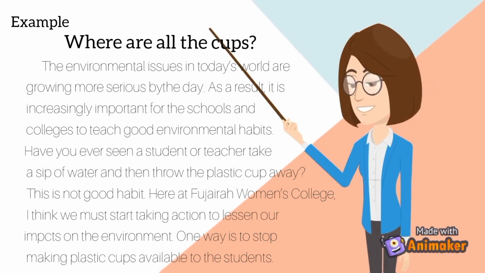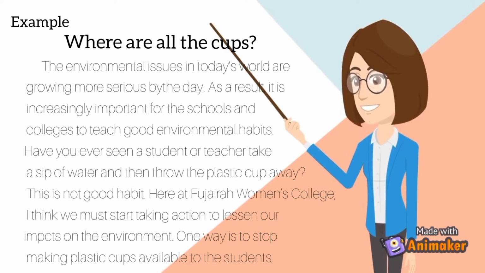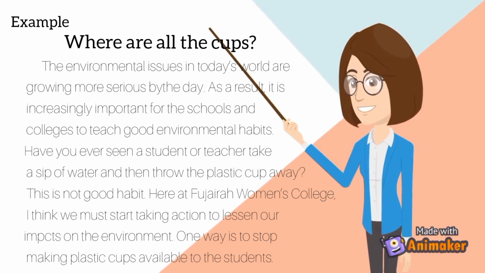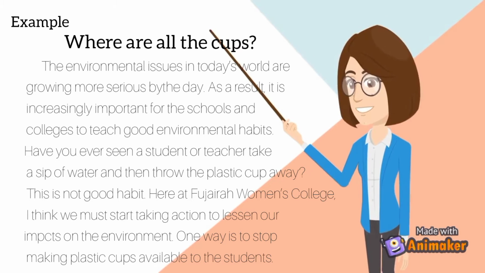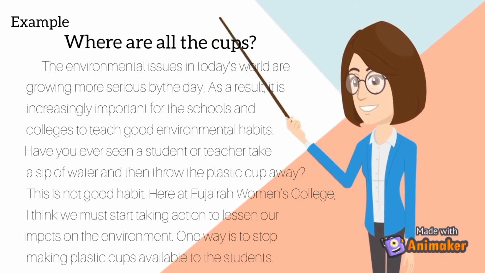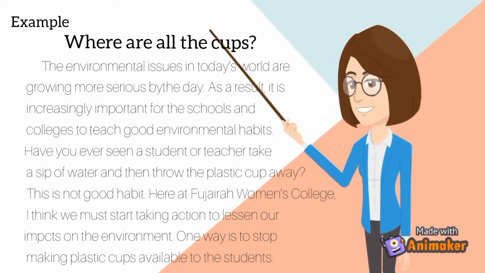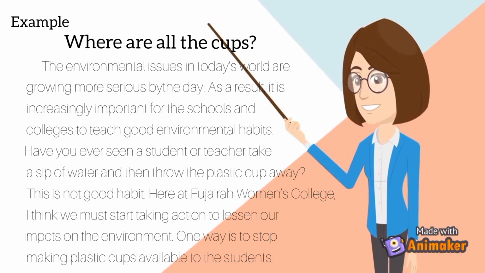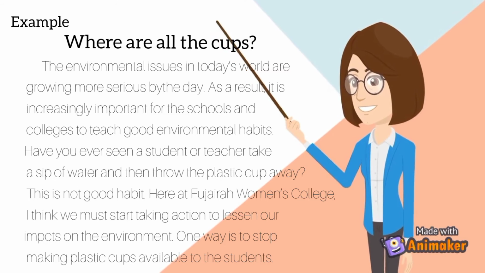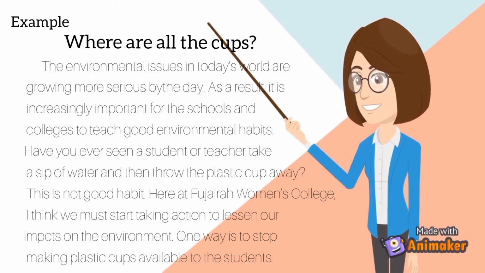Okay, let's look at this essay. The first thing that I want to tell you is that an essay has a title that represents the purpose of the essay. You should have a very specific title that represents your thesis statement. For example, here my thesis statement is about getting rid of the plastic cups. So, I say, one way is to stop making plastic cups available to the students. And look at the title.